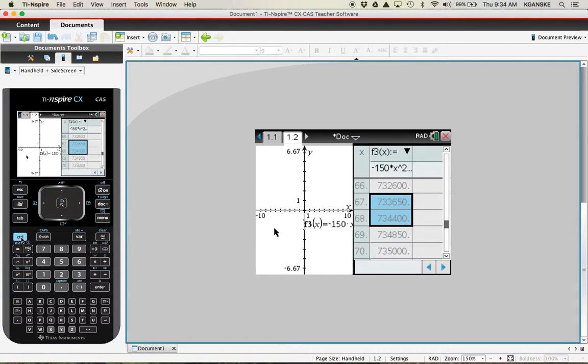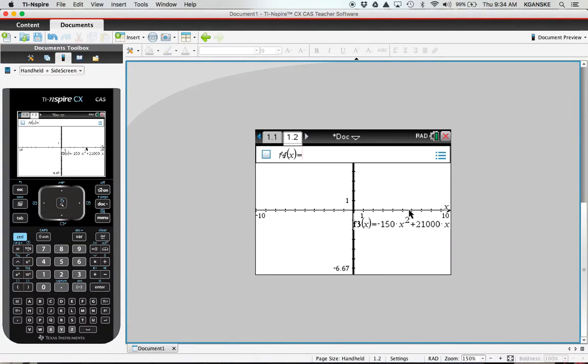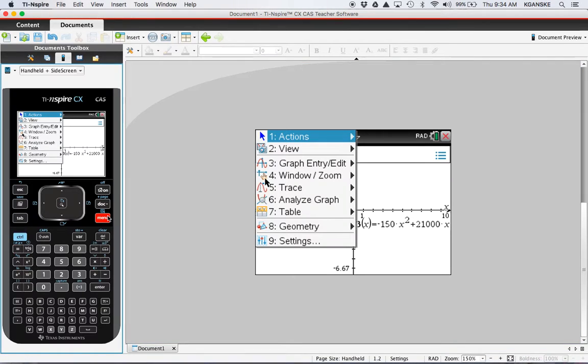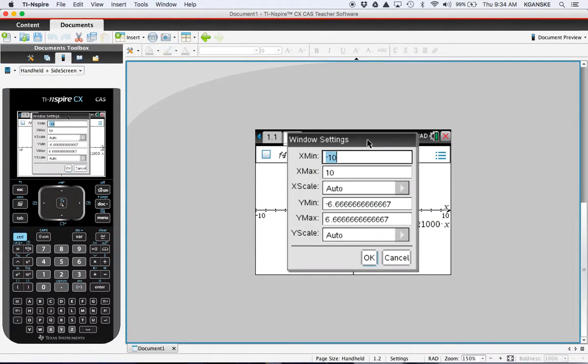So let's get away from the table and go back to my graph here, and let's go set our window. So our menu was, we want to go window zoom, and we're going to go up to window settings. Okay, and where it says X min and X max is just where I see the graph. So it goes from -10 to 10, right? That's my max setting.